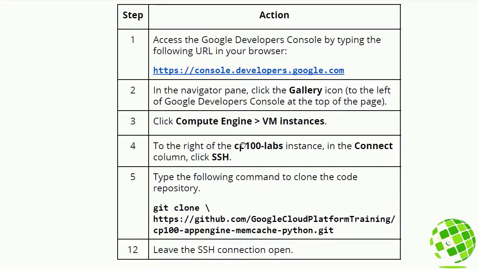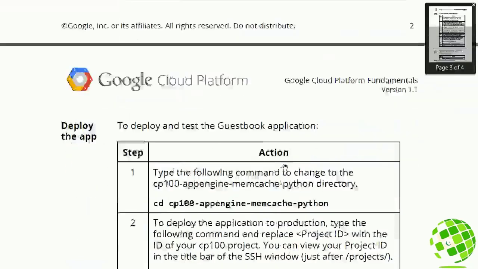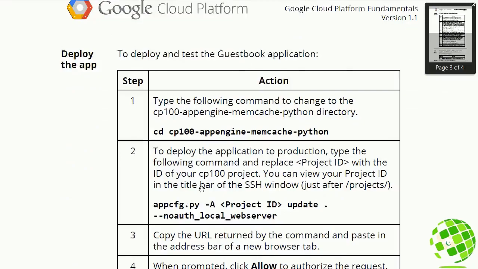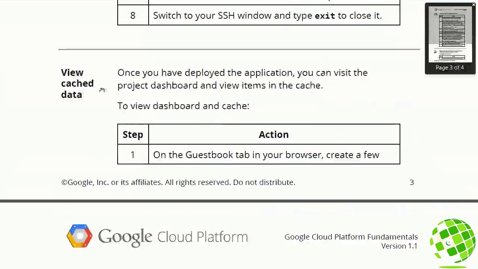So the first thing we're going to do is clone the project, and you can do this using Cloud Shell, or you can fire up your CP100-Labs instance, because we're going to need access to that SDK in order to use app config to deploy our application up to App Engine. Once we clone it locally, we're going to deploy the app using app config, and then we'll view the cache data in Memcache, and I'll take you through some other areas inside of the web UI. So I think we're ready. Let's jump into the Developers Console and get started with Google App Engine.